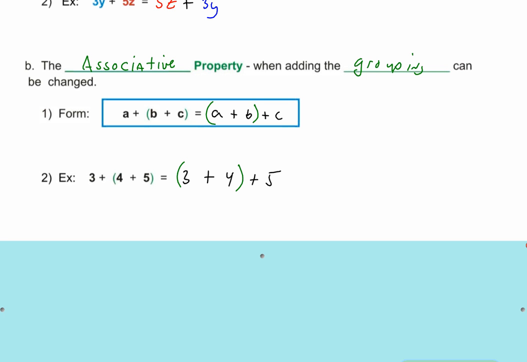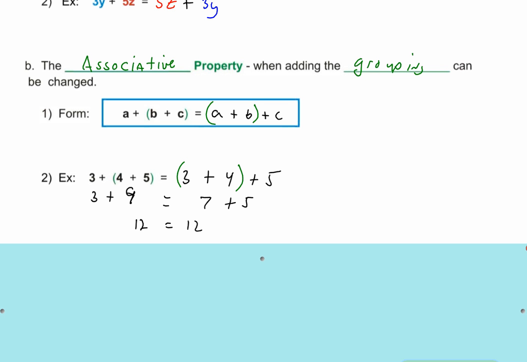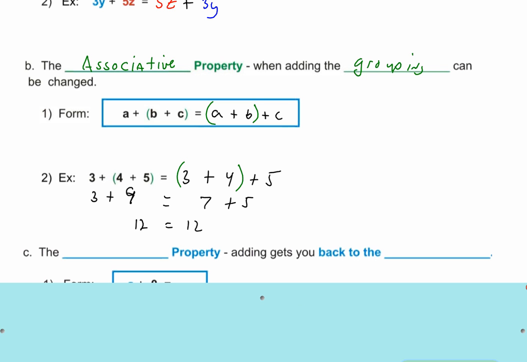And just to show you that it works, if you know the order of operations, we're supposed to do stuff in parentheses first. So the left is 3 plus 9, and the right is 7 plus 5, right? And sure enough, 12 equals 12, and sure enough, the property works. We're able to change the grouping and not change the value, and that's the idea. So grouping is associative.